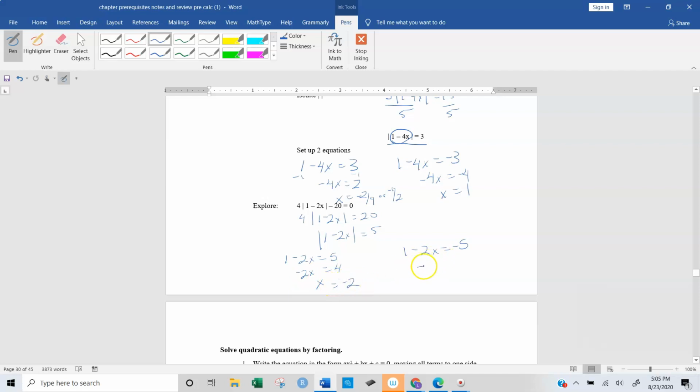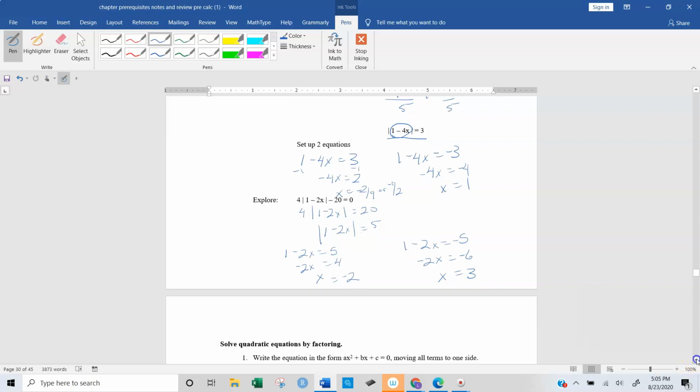Here, subtract your 1, so your negative 2x is equal to negative 6. Divide by your negative 2. I'm out of room, so I'm not writing this down. x is equal to 3. So you have two answers, which you should have on an absolute value.